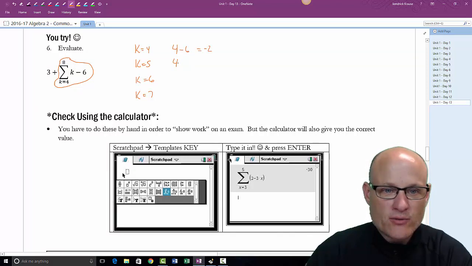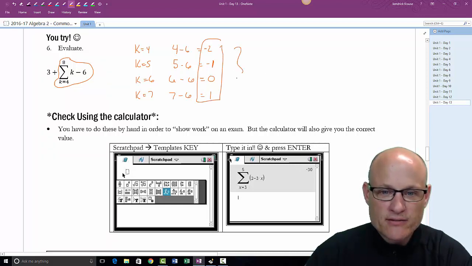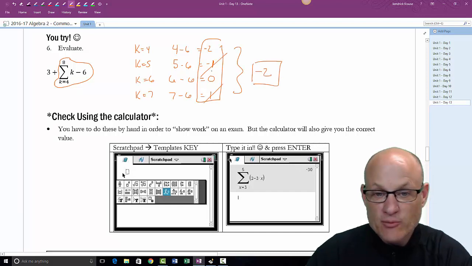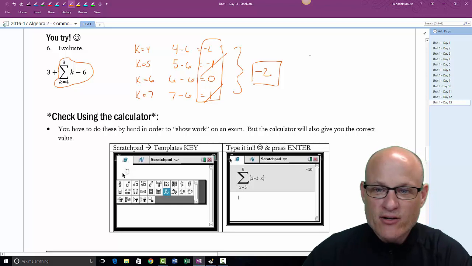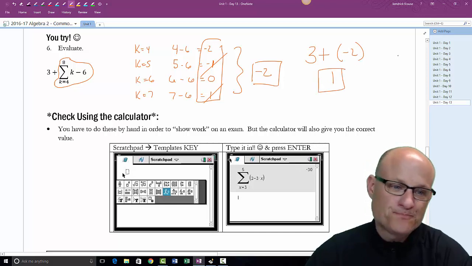Oh, crap. It's k minus 6. So 5 minus 6, that's equal to negative 1. 6 minus 6, that's 0. 7 minus 6, that's 1. If I add all this up, I get negative 2, because these cancel, and I end up with negative 2. So what I have there is 3 plus negative 2, which is just 1. So that answer is 1.